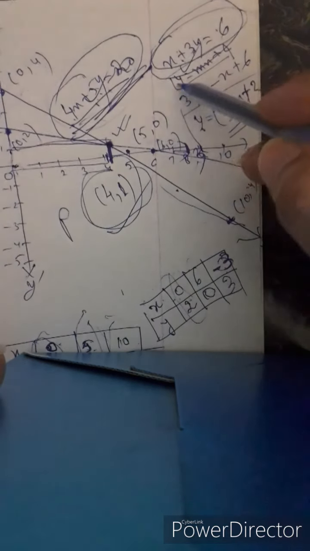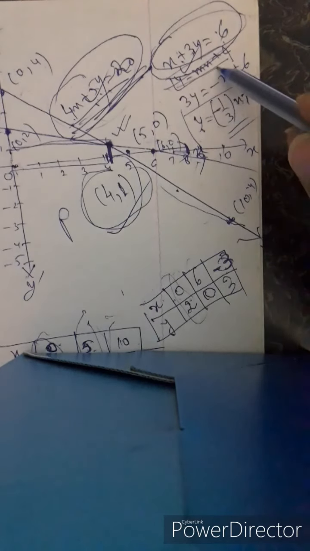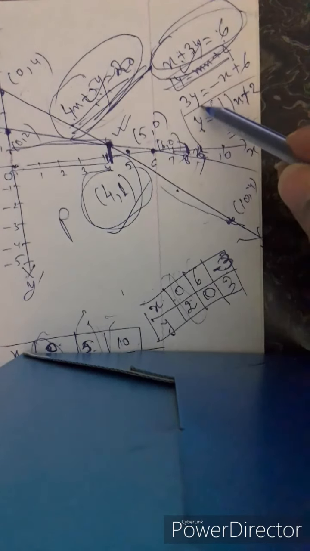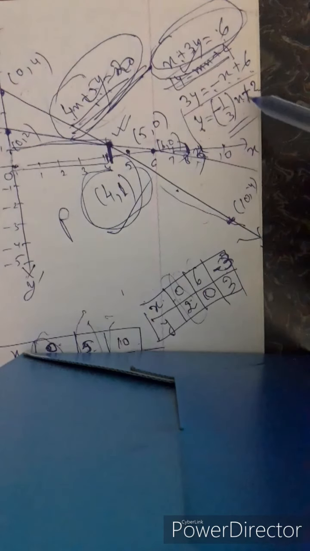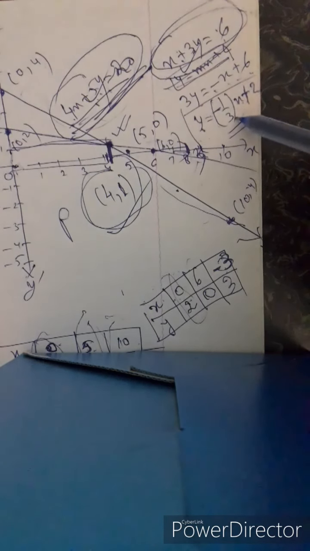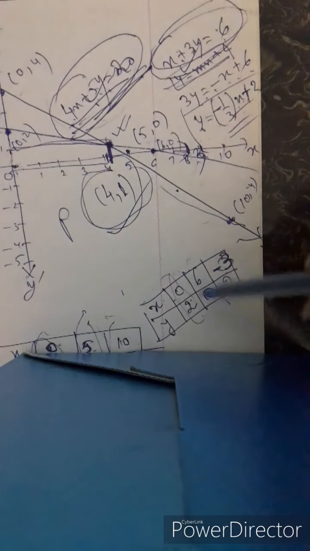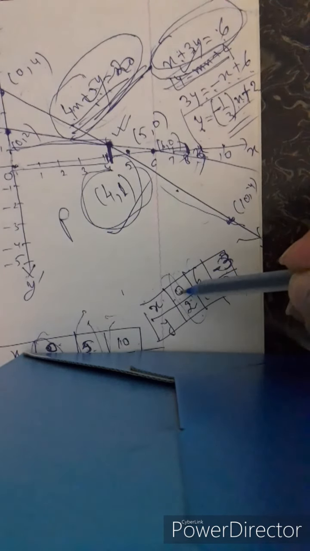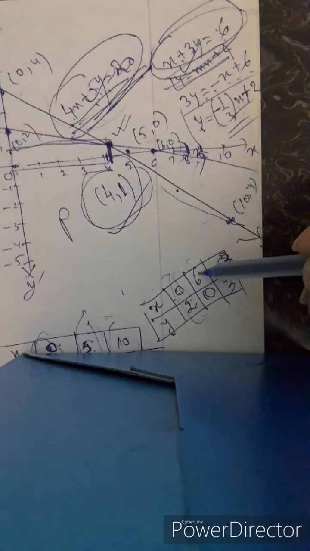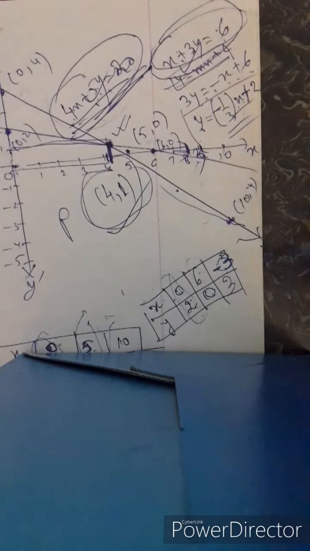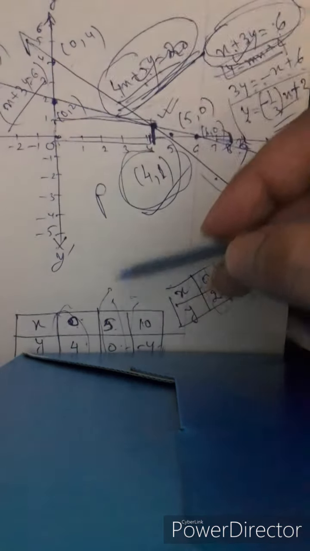Similarly for the second equation, x plus 3y equals 6, we'll take it as y equals mx plus c, that is 3y equals minus x plus 6, y equals minus 1 by 3x plus 2. Again, we substitute random values of x and find the values of y. For 0 we have taken x, y came 2. For x equal to 6, y came 0. For x equal to minus 3, y came 3.